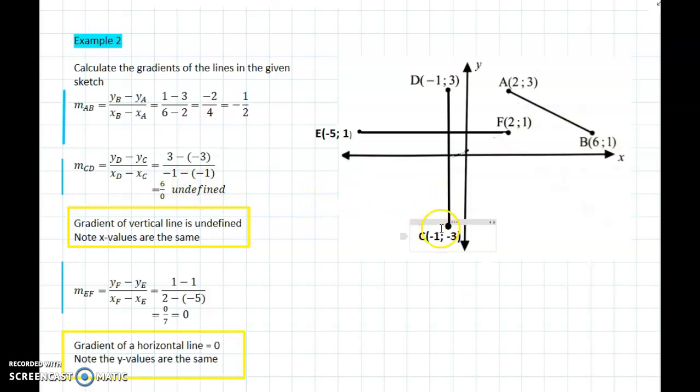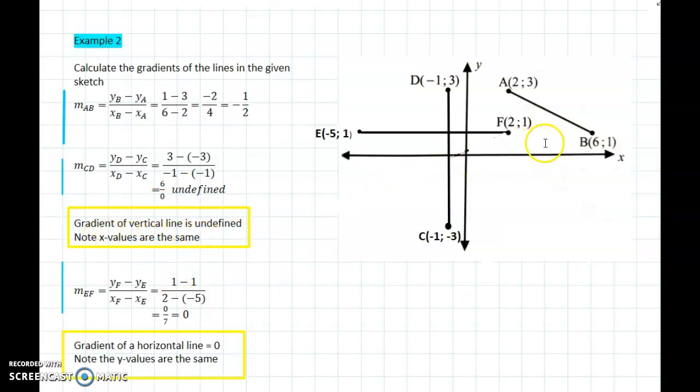Why? Because there is no change in the x values. Notice the x values are the same. So that's how you can recognize a vertical line. The x coordinates are the same, so there's no change in the x values, hence the 0 on the denominator. So the gradient of a vertical line is undefined. Note again, the x values are the same.